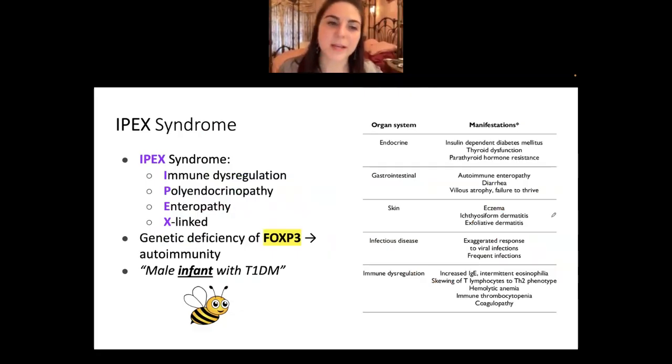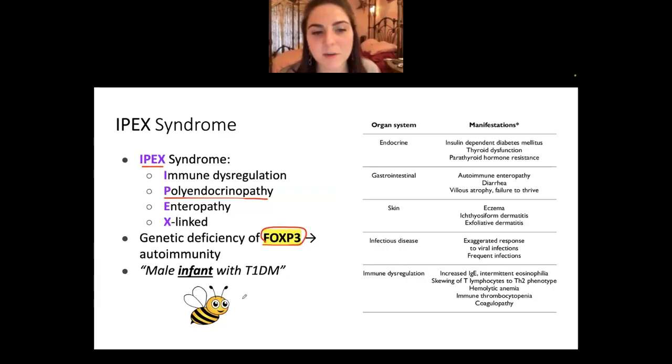So one example of this is called IPEX syndrome. IPEX stands for immune dysregulation, polyendocrinopathy, enteropathy, and it's X-linked. This is very similar to your APS, the autoimmune polyendocrine syndrome, but they're going to give it away in some way. They're going to have to tell you something about FOXP3.